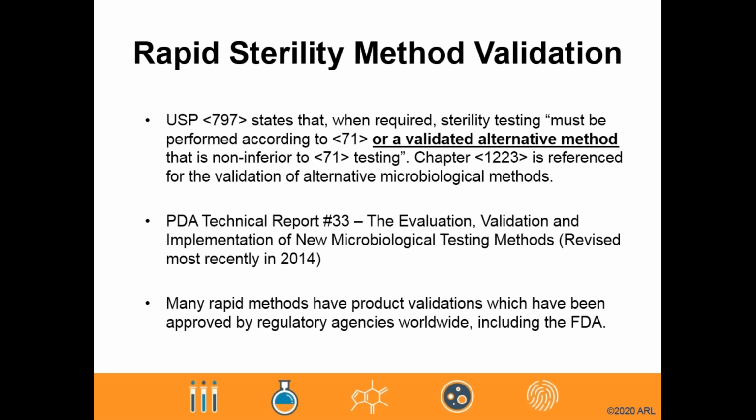Within the United States, PDA Technical Report Number 33 and USP Chapter 1223 can serve as great starting points for the validation of any rapid microbiological methods. USP Chapter 1223, titled Validation of Alternative Microbiological Methods, is referenced as an appropriate alternative by USP 797, which states specifically sterility testing must be performed according to Chapter 71 or a validated alternative method per Chapter 1223.